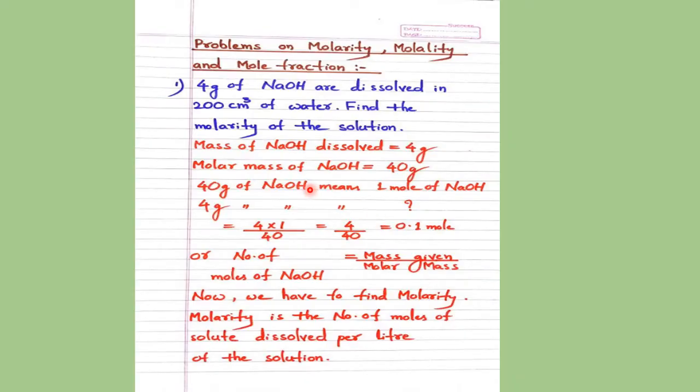4 gram of NaOH is dissolved in 200 cc, which is called cubic centimeter, of water. Find the molarity of the solution. 4 gram dissolved in 200 cc of water. What is the molarity of NaOH? That is the question, right? How much have you dissolved? 4 gram. This is the mass given.